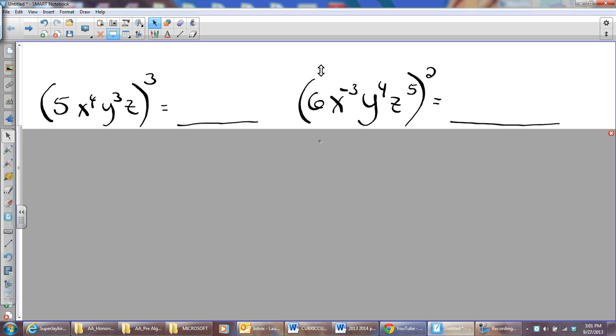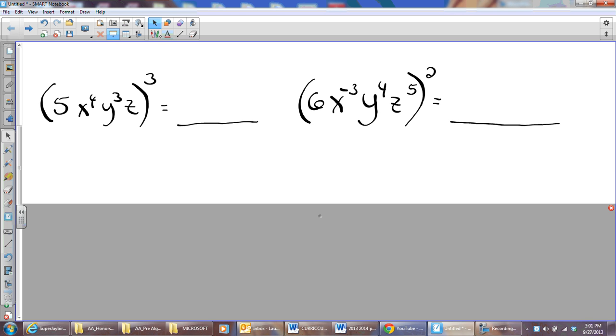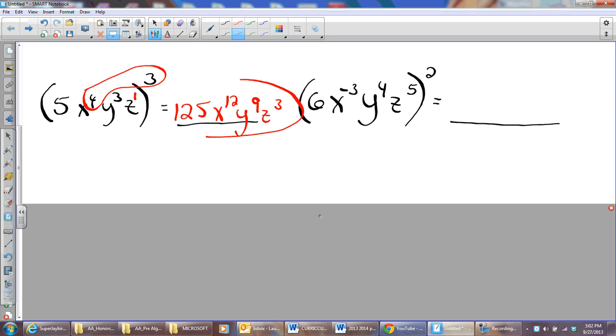Okay. Let's do this one. Ooh, it's getting a little bit uglier. I would suggest, first of all, on this quantity of 5x to the 4th y cubed z, to put a little 1 in its place, right there. And I'm going to do it really quick. 5 cubed is 125. X to the 4th cubed is going to be x to the 12th. I wonder how I got 12. Y cubed is going to be y to the 9th. And then z to the 1st cubed will be z cubed. Are you catching on? If not, I will help you with it, but I think you're too smart for me to tell you.